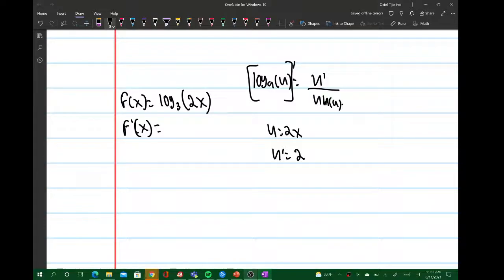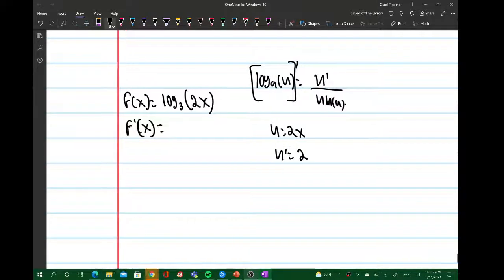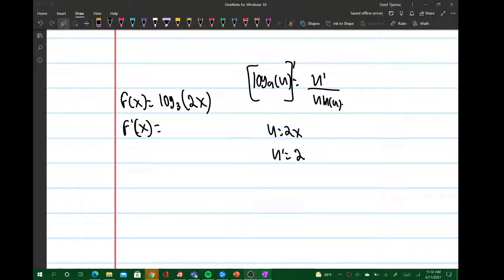Now this means that f prime of x is going to be u prime, so we're going to do 2, that's u prime, right? Because here's our formula, u prime over u ln of a, so it's going to be 2 over 2x ln of 3.